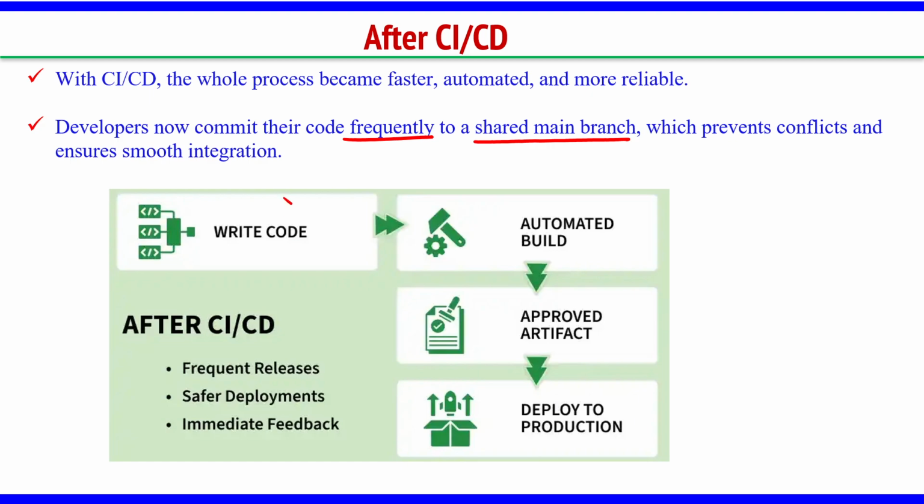You write the code, automated build, approved artifact, and deployed to production. Everything is automatic, and we can even do frequent releases. Deploying used to take time. In traditional days, production deployment used to be done early in the morning, 4 to 6 a.m. It's a practice followed by the industry because that is the time when the applications are not used much. So software employees, developers used to go to the companies early in the morning and do the deployment from 4 a.m. This was the practice followed earlier.